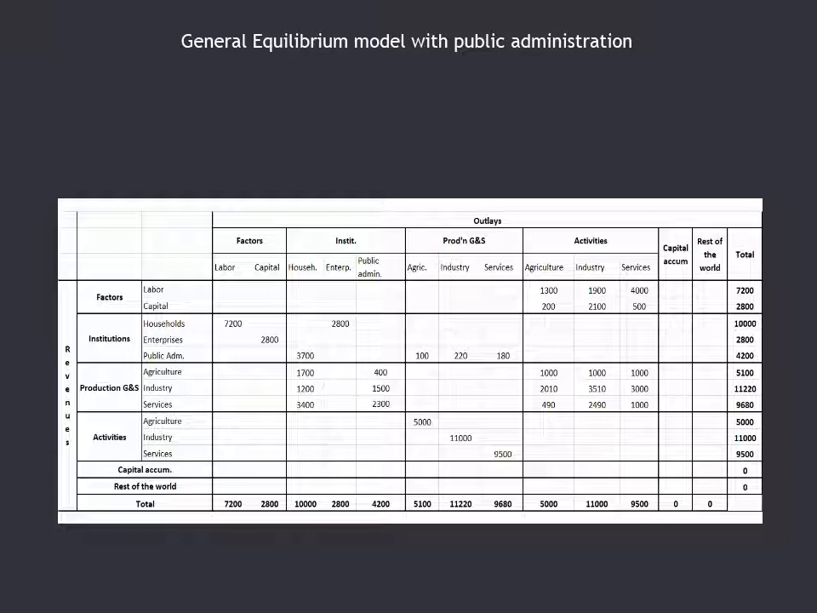And so the total production value of the productions of industrial good is 11,220, so with the inclusions of indirect taxation, and it corresponds to the total demands for goods and services in the industrial sector, coming from first household for 1,200, second public administration 1,500, and intermediate consumption by each sector 2,010 from the agricultural sector, 3,510 from the industrial sector, and 3,000 from the services sector.